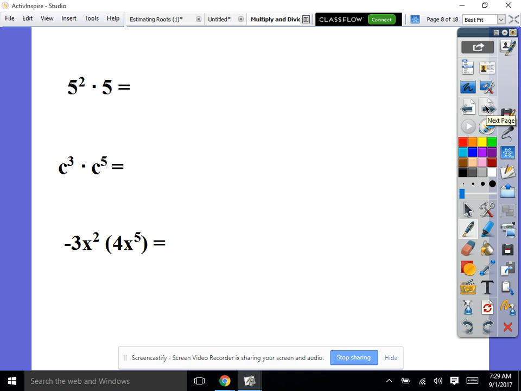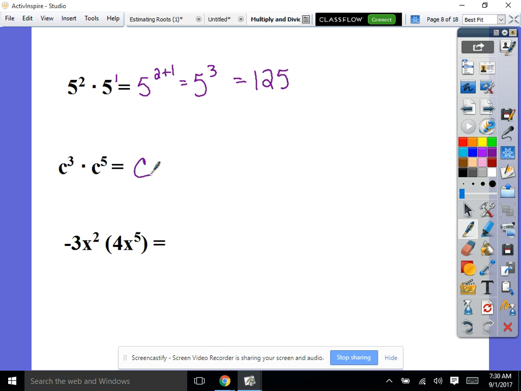Now, if you don't see an exponent, it is a 1. 5 squared times 5 to the 1st power would be 5 to the 2 plus 1, which equals 5 to the 3rd. And you have to pay attention. Are they asking you to evaluate it or express it as a power? This is expressed as a power. If we expressed it or evaluated it, 5 to the 3rd would be 125.